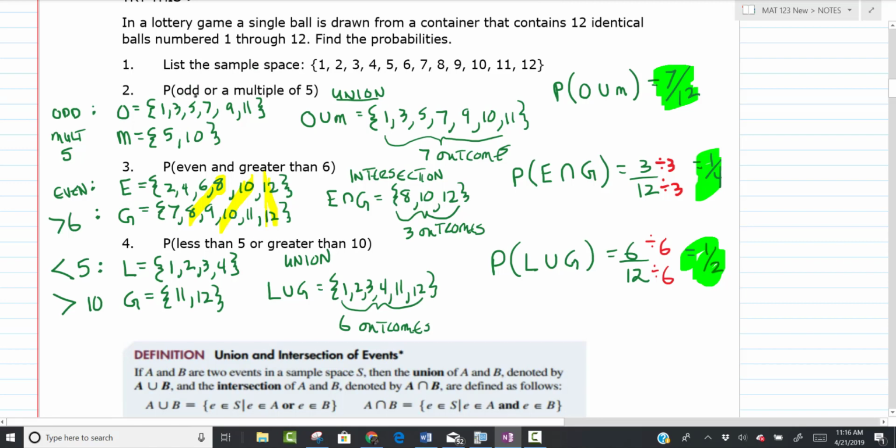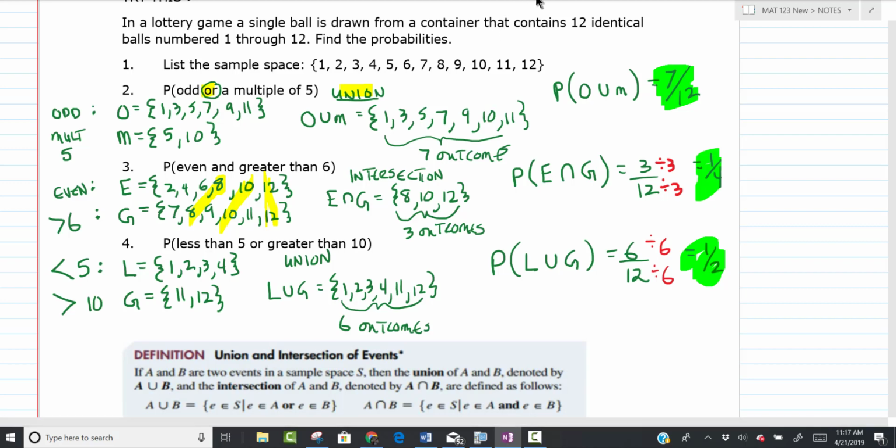So what I did on this is odd or multiple of 5. Since it's or, that's what makes it a union. Okay, so I just listed these out. So all of the odd numbers, I have O as 1, 3, 5, 7, 9, 11. M, the multiples of 5 in this list are 5 and 10. The union of these two sets would be 1, 3, 5, 7, 9, 10, 11. Again, don't repeat anything. So there is 7 outcomes in this union. There's 12 in the sample space. Therefore, it's a 7 out of 12 probability. Okay?